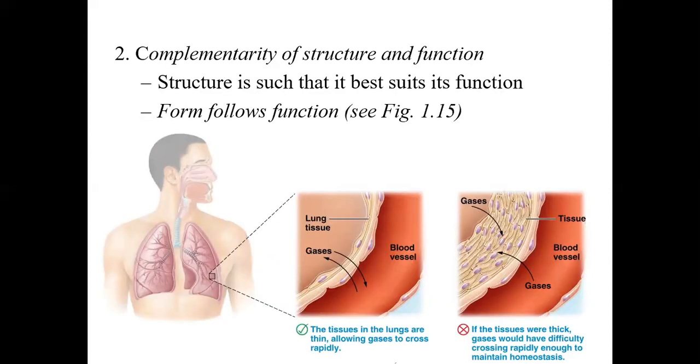Let's look at number 2, complementarity of structure and function. What this means is structure complements function. Structure is such that it best suits its function. So let's take a look at the example. This can be summarized by saying form follows function. All right, so take a look at the example.